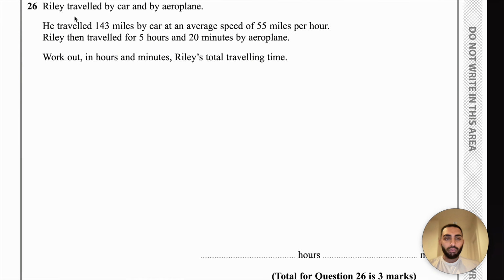Question 26. Riley travelled by car and by aeroplane. He travelled 143 miles by car at an average speed of 50 miles per hour. Riley then travels 5 hours and 20 minutes by aeroplane. Work out in hours and minutes Riley's total travelling time.